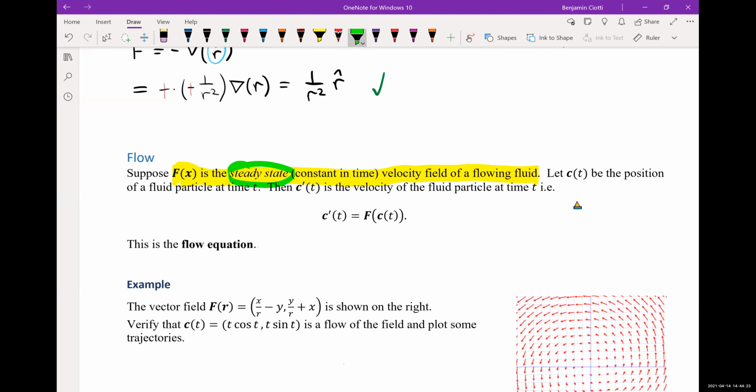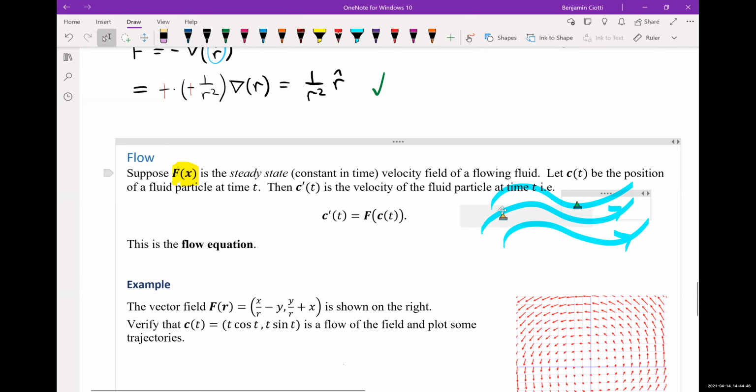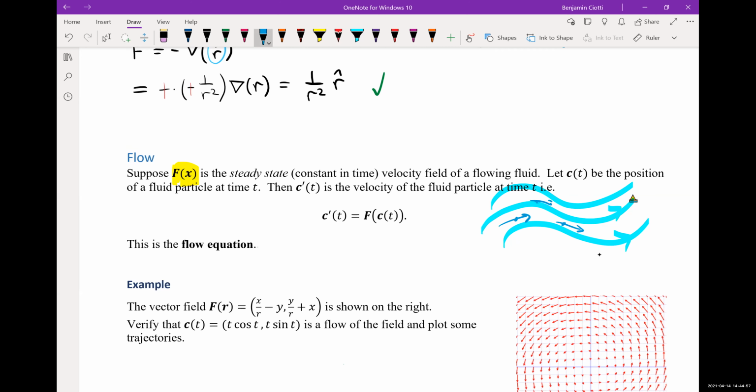I use the word steady state. You might think, well, wait, if it's flowing, then it's not steady, is it? What steady state means is the velocity field is not changing in time. So it's kind of like you've got some flowing water, and there's a little boat right there, and the boat follows the flow of the stream. At each point you have a certain velocity, and those velocities don't change. Although if you kept track of any particular particle of water, yes, that would be moving in time, but the velocities don't. So that's what we mean when we say steady state.